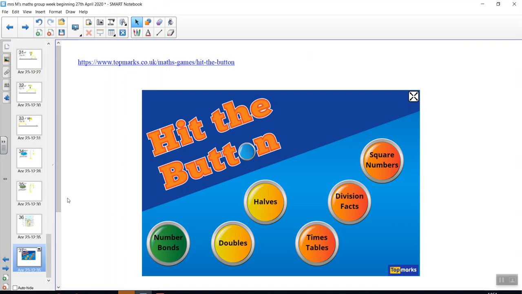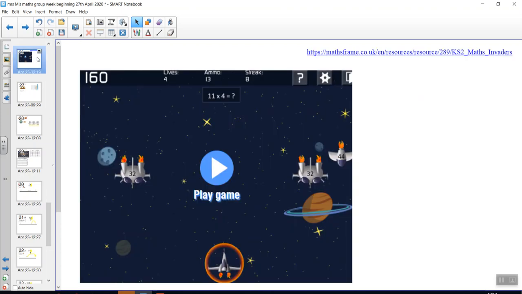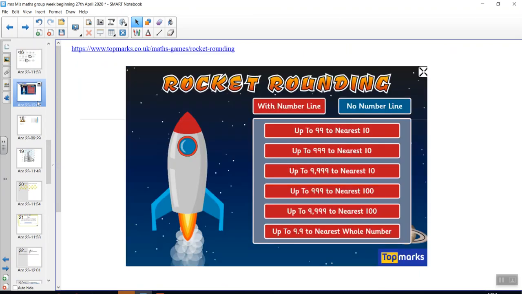So that's all of our lessons for rounding completed. What I want you to do tomorrow is to look at some of the websites we've gone on before. So we did Hit the Button, and we've done Maths Frame, and we did the rounding rockets. So try any of those websites tomorrow and practice to see if you can get the best score so far this week.